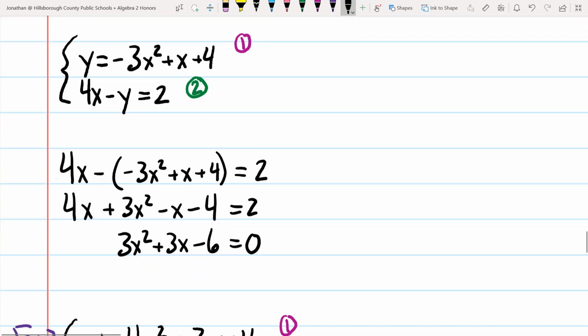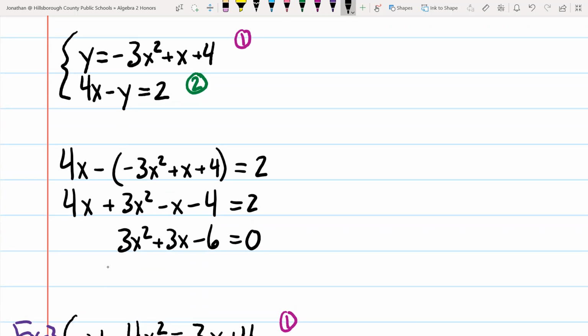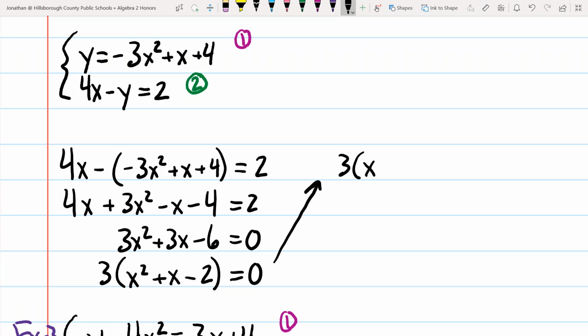Okay. This one also has a GCF, so I will pull that out. And that leaves us a fairly simple problem that I'm going to factor. 3x plus 2, x minus 1 equals 0. What multiplies to get you negative 2, but adds to get you 1? That is positive 2 and negative 1. So x equals negative 2 and x equals 1.